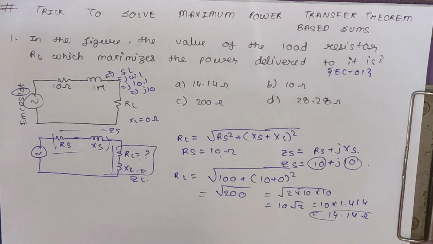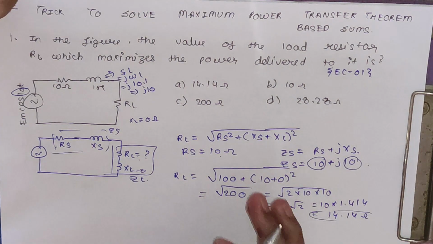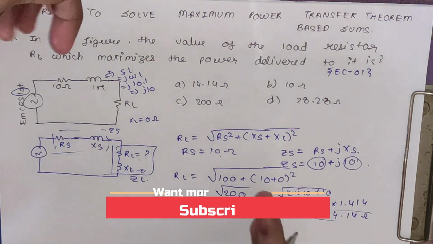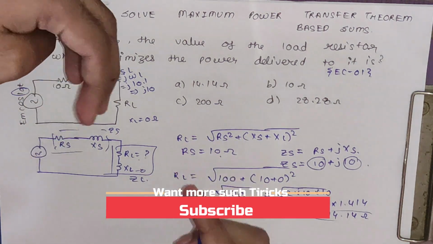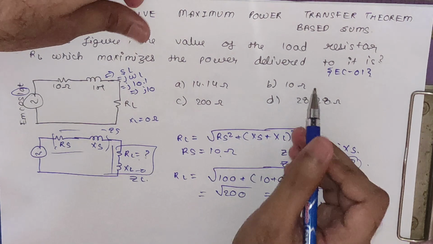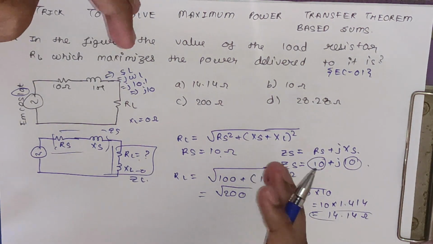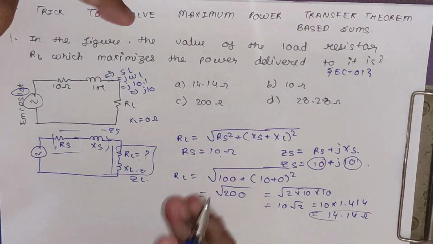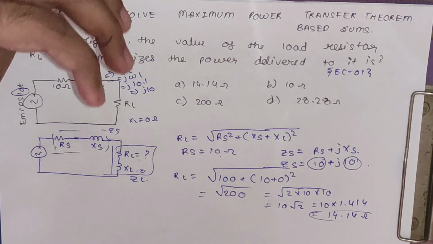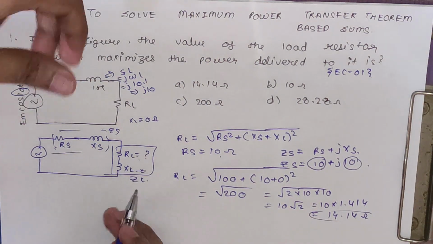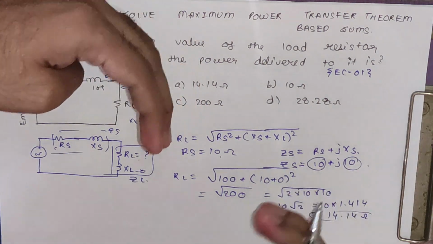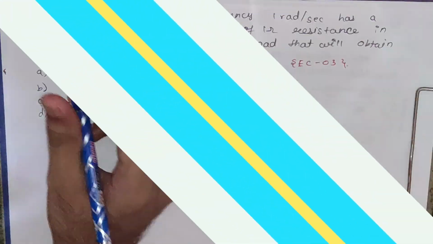Here you can see, if you know this condition, you can solve this type of sum very easily. If you don't know this condition, you may end up with the answer that is 10 ohm. So be careful while you solve this type of sum. You should know all the conditions, and after that only you should target this type of sums. Now let's see another sum with another condition.